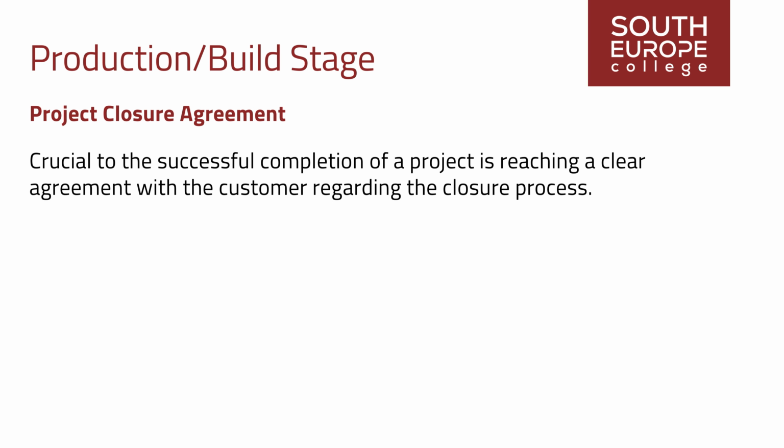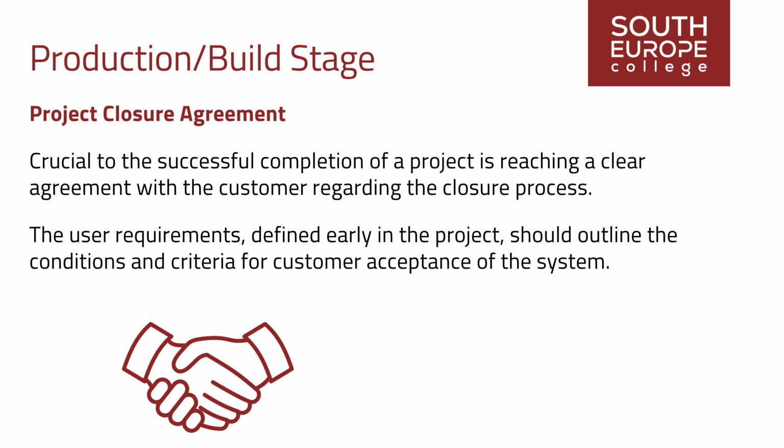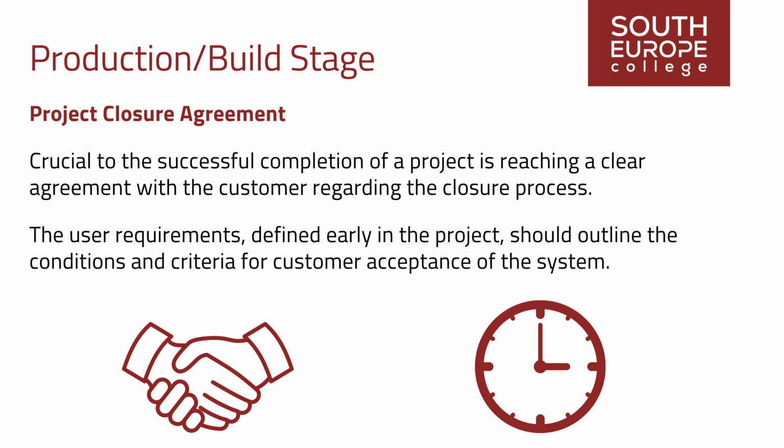Crucial to the successful completion of a project is reaching a clear agreement with the customer regarding the closure process, specifically how and when the project will be deemed complete and the system acceptable. Misunderstandings on this aspect, such as ambiguous conditions like acceptance only after modification, can lead to indefinite project delays. To prevent such scenarios, the user requirements defined early in the project should ideally outline the conditions and criteria for customer acceptance of the system.